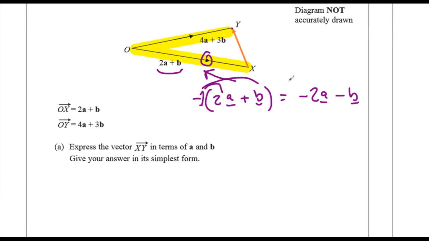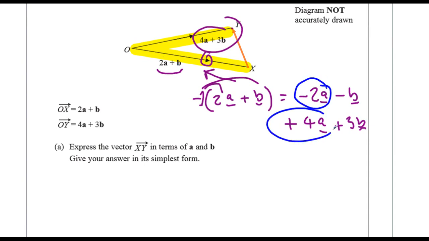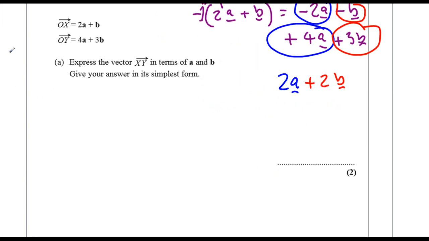You can think of it as bringing the minus inside. Then we want to add this vector, 4A plus 3B, and we can just literally collect like terms. So let me show you. You've got minus 2A plus 4A, that's going to give you 2A, and you've got minus B plus 3B, that's going to give you 2B. Give your answer in its simplest form, that's done. That's 2 marks. If you want, like I've been saying, you can take the 2 out, but no one cares that much really, surely.